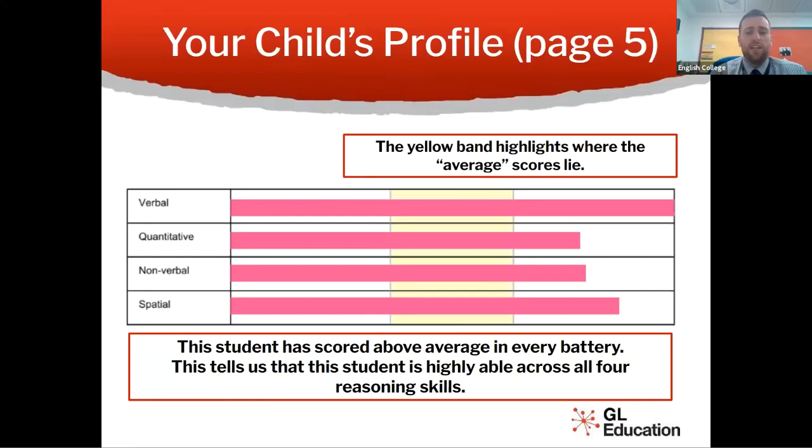If we look at this child here, for example, we can see that in every single one of those batteries, they're above average. This student would probably be quite a high ability student. Sorry, not a high ability student, but would have high cognitive ability skills that they could apply into the curriculum. Okay. So you can take time to look at your own child's.